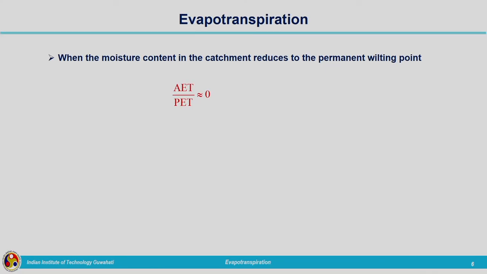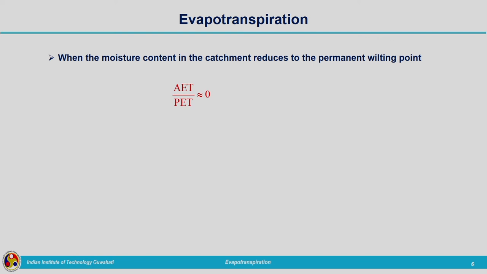When the moisture content in the catchment reduces to the permanent wilting point, if you are relating the potential evapotranspiration and the actual evapotranspiration, we can tell that AET divided by PET, that is the actual evapotranspiration divided by potential evapotranspiration, will be approximately equal to zero, because at the moment of permanent wilting point, there will not be any evapotranspiration taking place. Actual evapotranspiration reduces to zero, and the potential evapotranspiration is related to field capacity. So, that ratio will be approximately equal to zero.